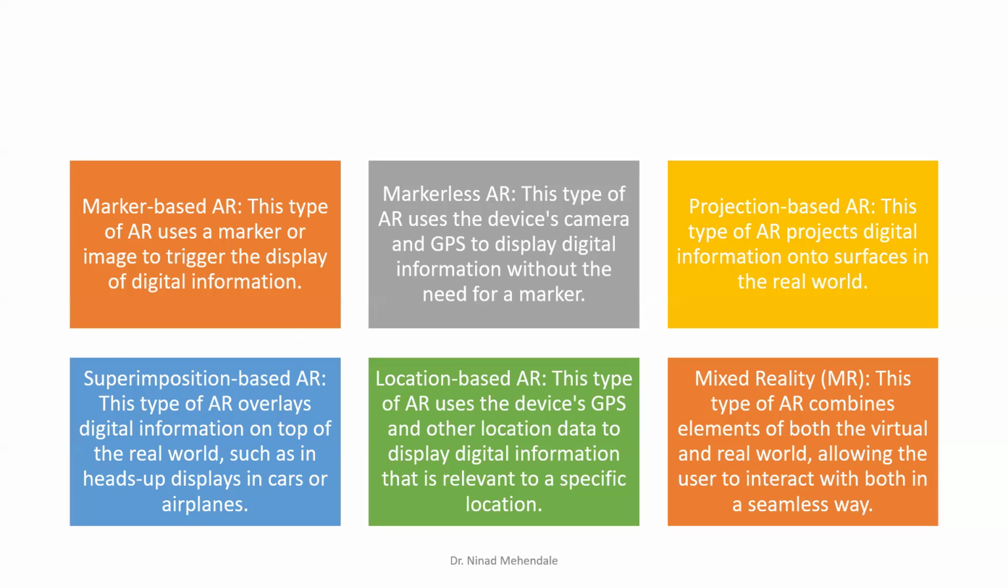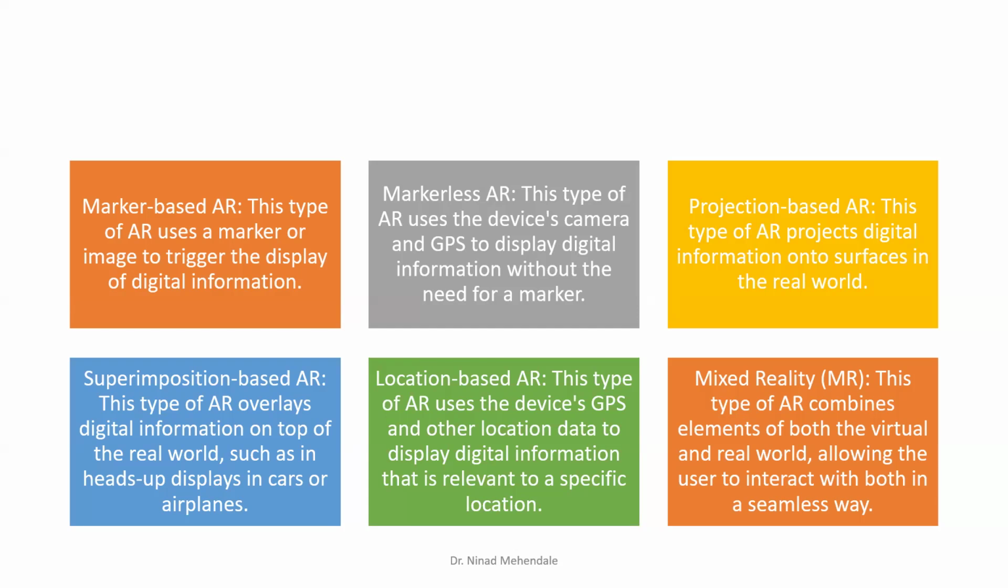First is marker-based AR. So here, a person uses a marker or an image that triggers the display and gives you the digital information. Second is markerless AR, in which the AR uses the device's camera or GPS location. So there is nothing like a marker in front of the camera. You directly use the information that is coming from the camera. Next is projection based AR. Now, typically people don't talk about it, but it is one of the most important AR areas. So I will show you some examples.